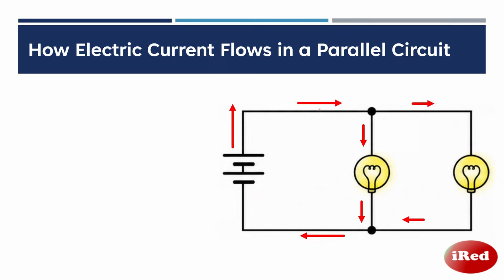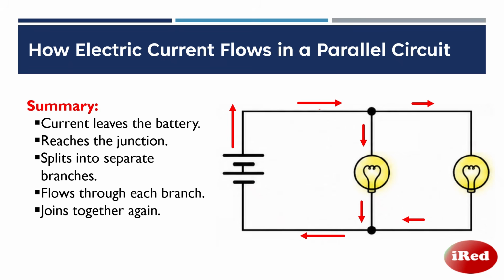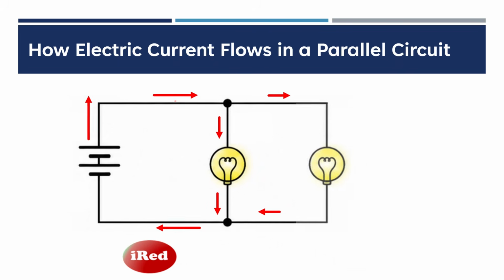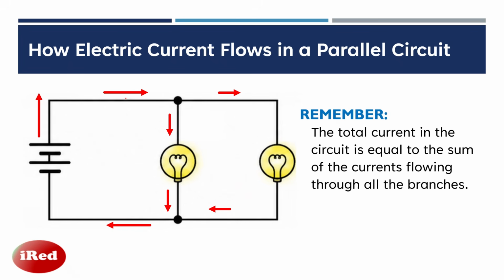So to summarize how electric current flows in a parallel circuit: first, current leaves the battery, reaches the junction, splits into separate branches, flows through each branch, joins together again, and returns to the battery. This means that the total current supplied by the battery is divided among the branches. One important rule to remember is that the total current in the circuit is equal to the sum of the currents flowing through all the branches.